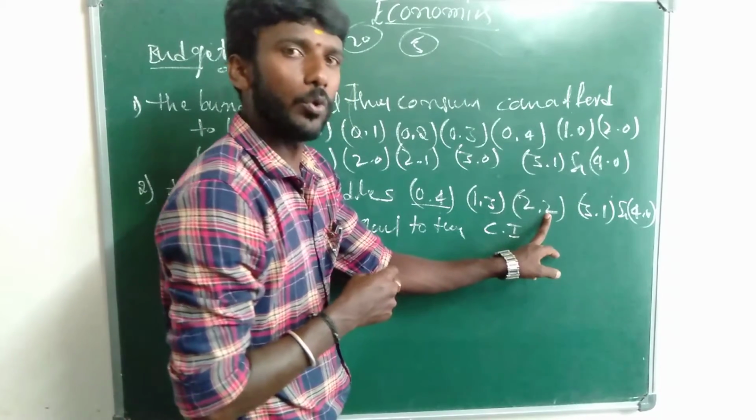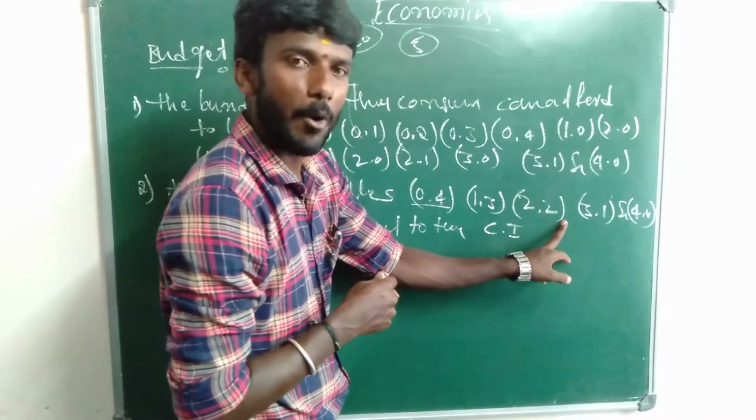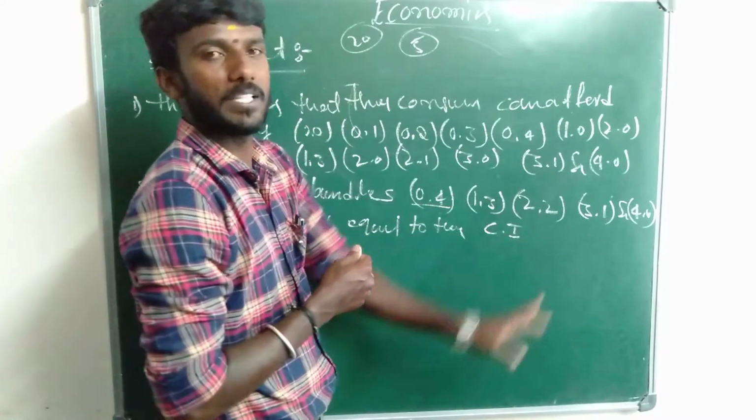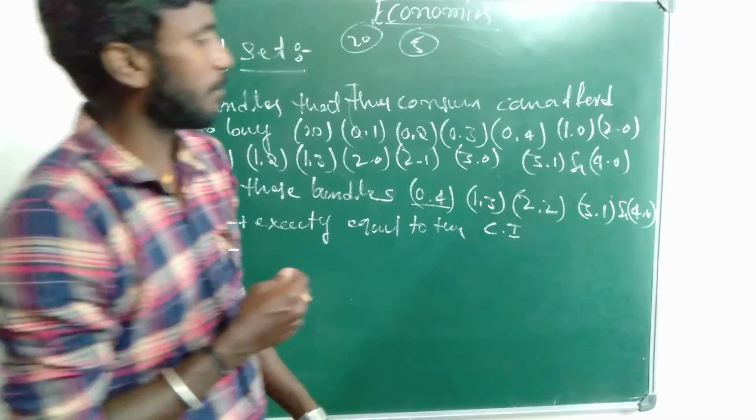And also 2 commodities of x1, 2 commodities of x2: 2 into 5 is 10, 10 plus 10 is 20, it means consumer income is equal.